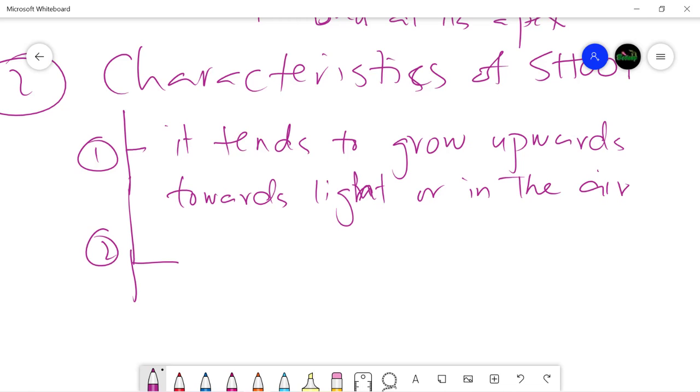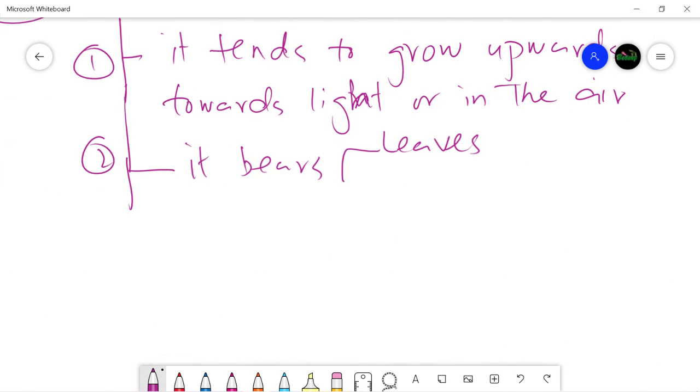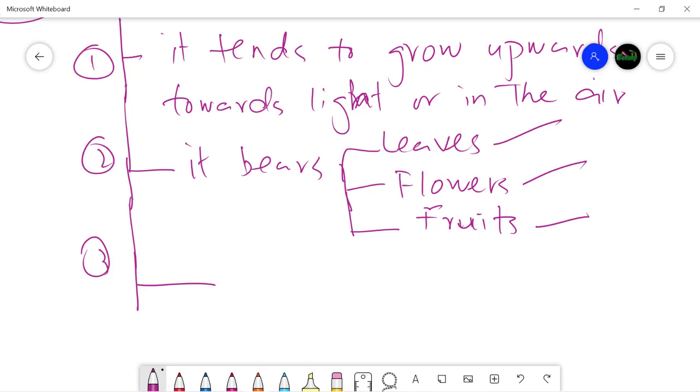Second, it bears leaves, and during the reproductive season, when reproduction starts, it also bears flowers, and as a result of those flowers, it also bears fruits which are formed from those flowers. So it bears leaves, flowers, and fruits. And that is the shoot.